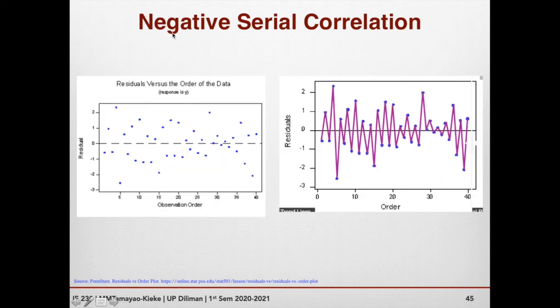Now, this one is called a negative serial correlation. So, the observation following a previous one is the opposite. So, for example, here, you have a negative residual, and then you have a positive, and then negative, positive, etc. Okay, so this is a negative serial correlation. You also don't want this. It means that there is a dependence. There is a relationship between your observations.